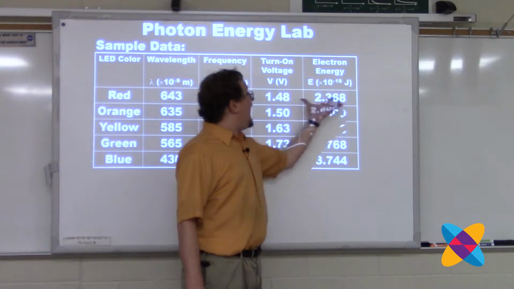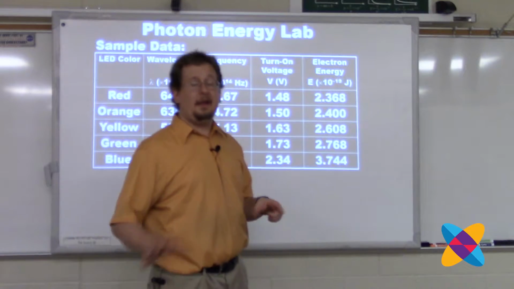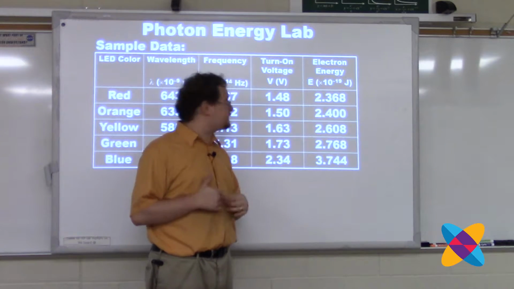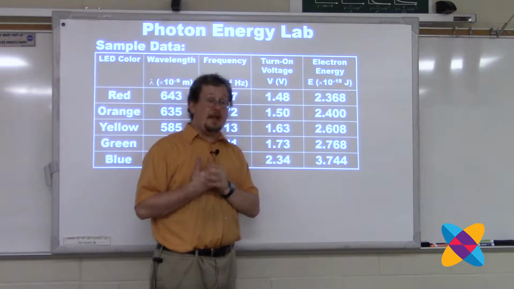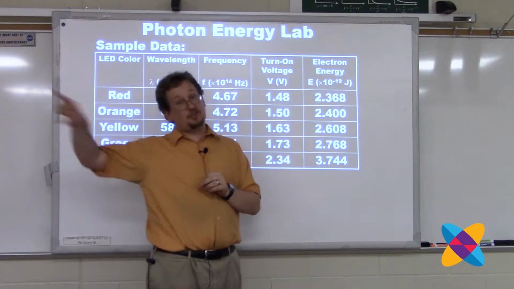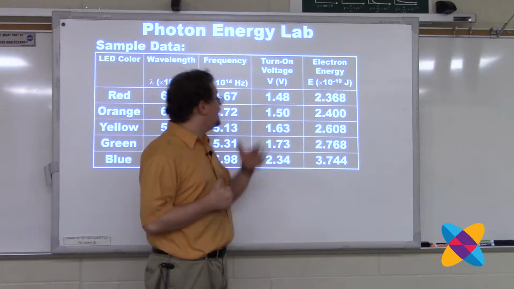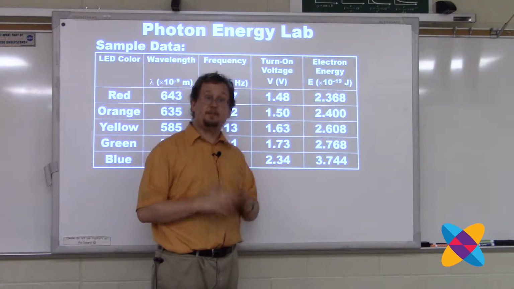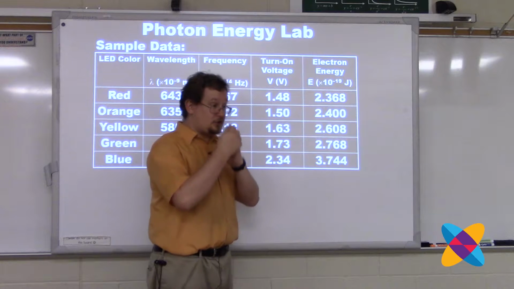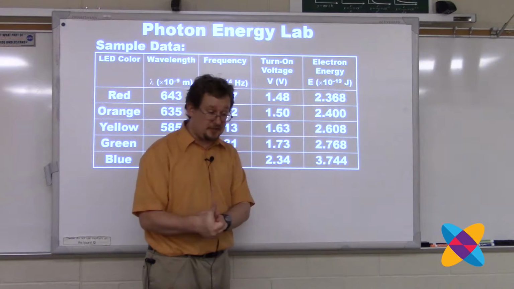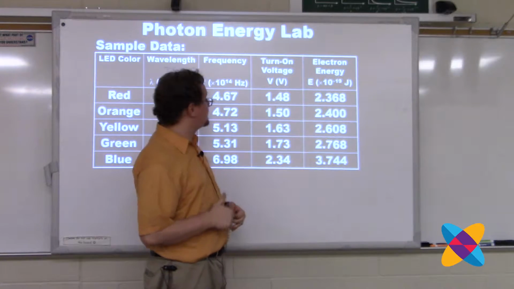And then, how do you calculate electron energy? Well, here's what happens inside the LED. Inside the LED, an electron crosses through a potential difference, and the electron loses energy and shoots out a photon. So how do you figure out the amount of energy that an electron loses when it crosses through a potential difference? Simple. Potential energy, or just energy, is charge times potential difference.